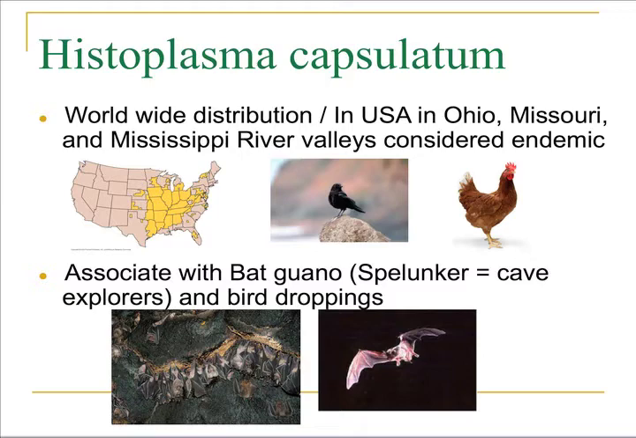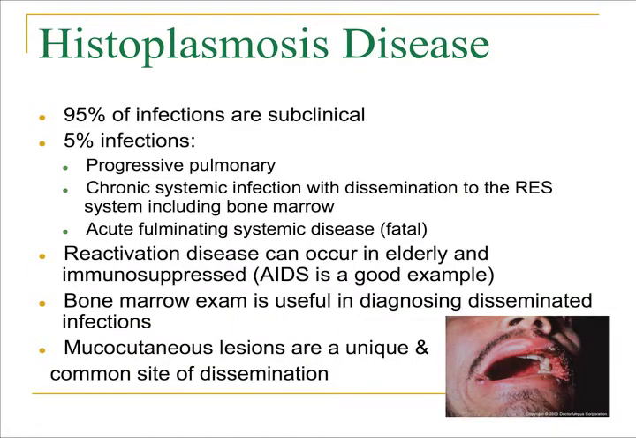On the next slide, we talk about the histoplasmosis disease. 95% of infections with histoplasma are subclinical. You're climbing in caves or exposed to birds. You may or may not have a flu-like symptom, but it would be very subclinical, and you would barely know that you're sick, but you would have a conversion of your serology. 5% come in as very stark and realistic clinical infections.